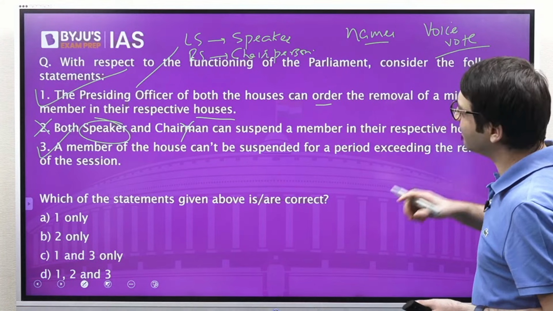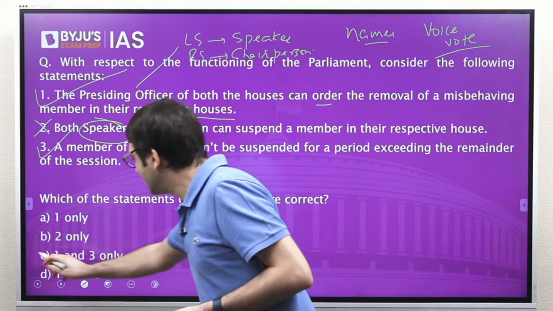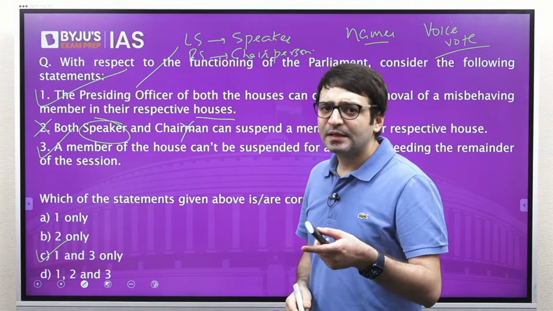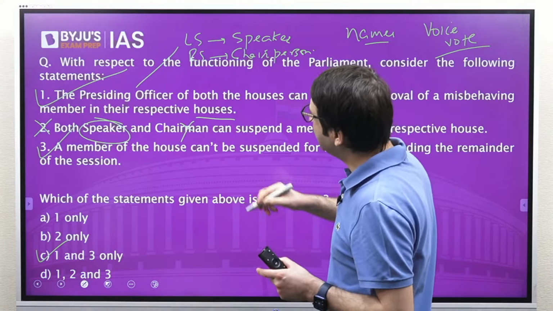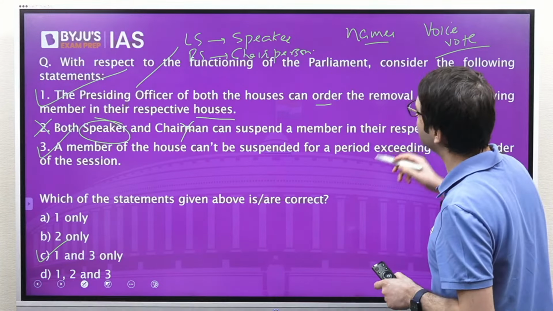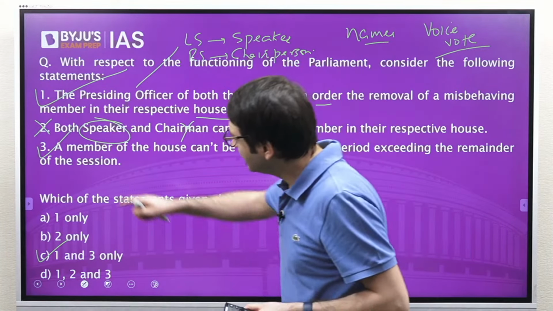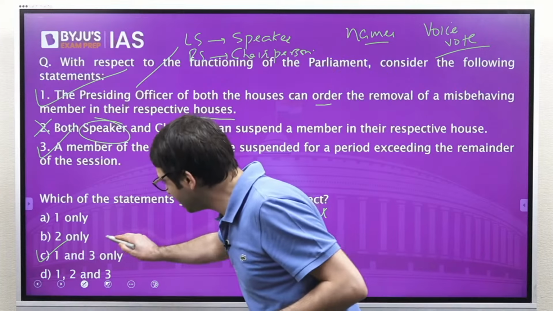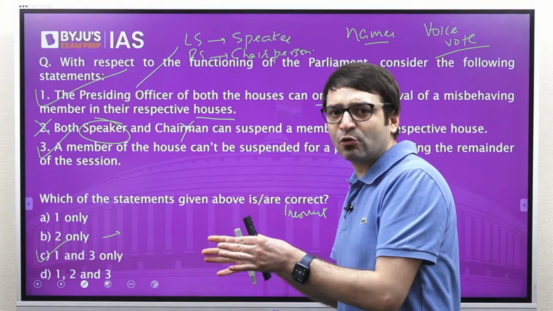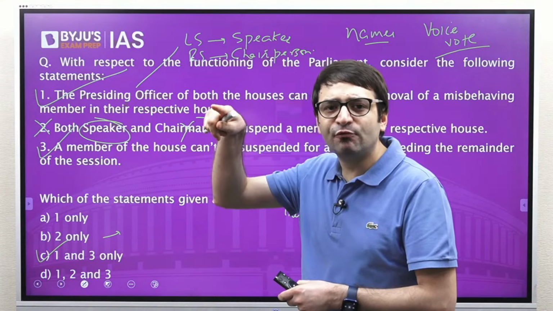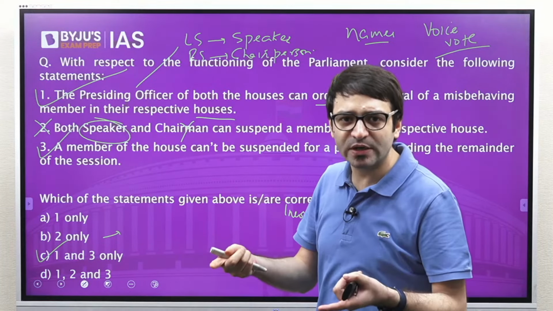With respect to the functioning of the parliament, consider these statements. Which of the above statements are correct? 1 and 3 are correct. So C is the right answer. Sometimes, and this is where some of the students make a mistake, what if it is asked, which of the following statements are incorrect? What is the answer? The answer is only 2. Then this becomes the answer. But while you are marking your OMR sheet, and once you come back home, you say, oh, the question was asking for incorrect. I marked which of the above statements are correct. So I made the wrong choice.